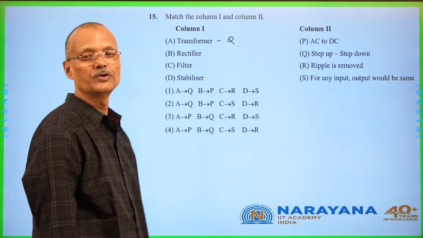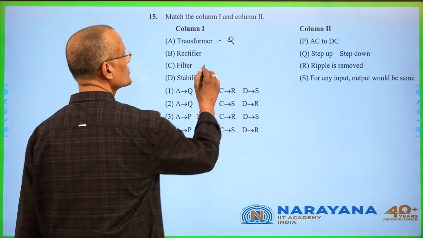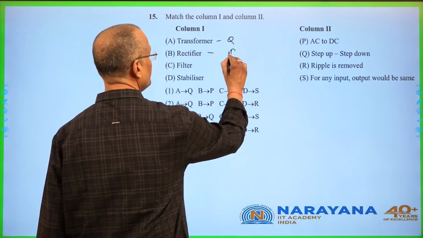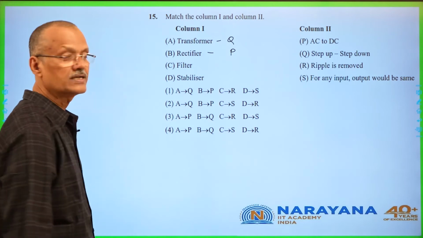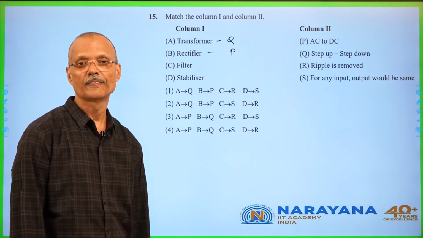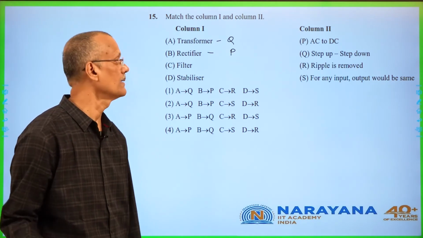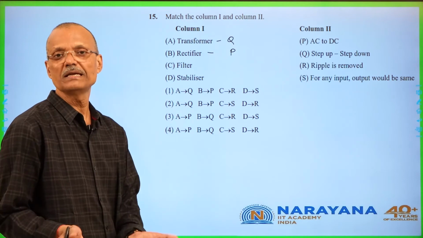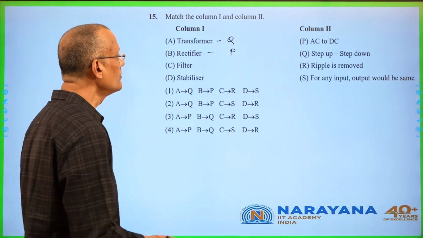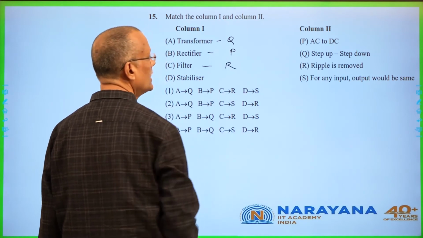Rectifier, already you know, it will convert AC into DC. So B, answer will be P. Filter circuit, in any signal, you can remove AC component or DC component. So whatever ripple is present, you can remove. So for this will be R.